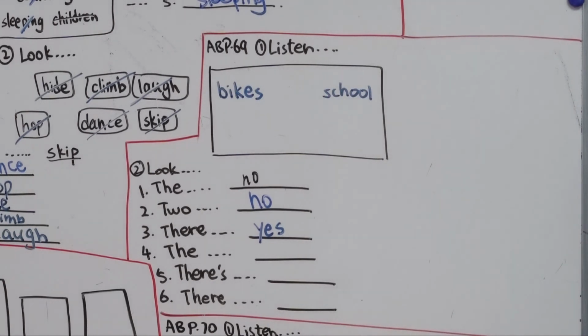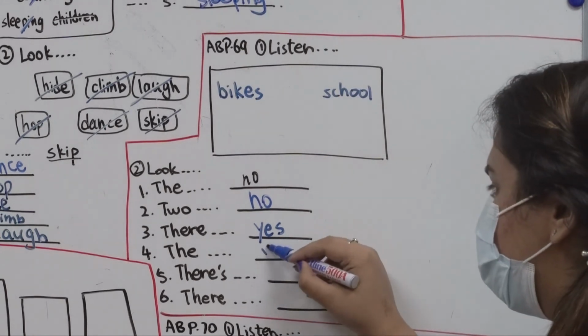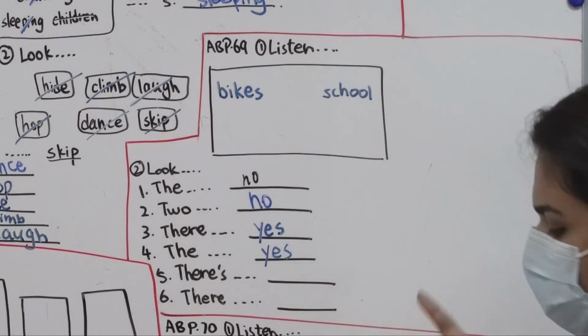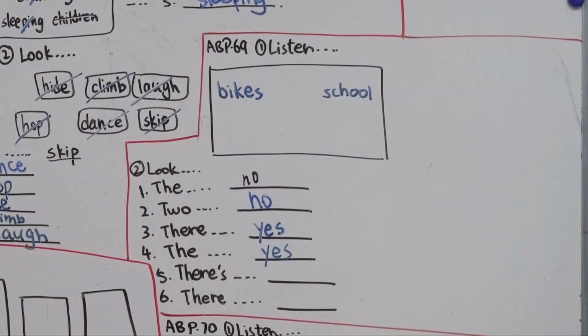Number 4, the girl who is jumping has got brown hair. Yes or no? Yes. The girl that is jumping, okay? Not hopping. You hop with 1 leg. You don't hop with 2 legs, okay? And then 5.